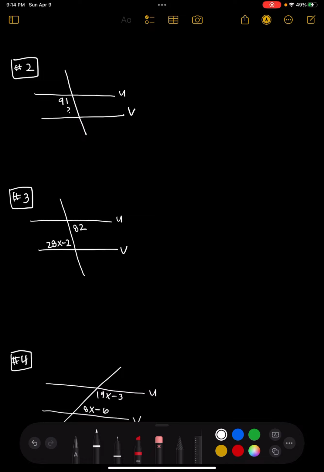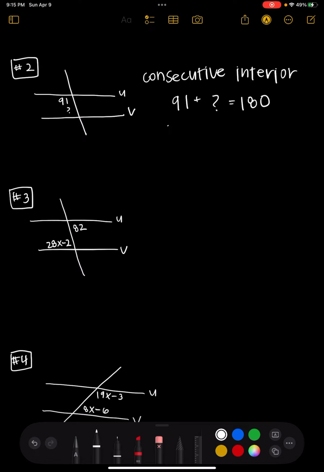Same thing. So now we have these two lines U and V. We don't know if they're parallel, but we want to make them parallel. In order to do that, we're going to assume they're parallel. And if we assume they're parallel, then these two angles that we're dealing with, the 91 and the question mark, have to be consecutive interior angles. And because I know they're consecutive interior angles, that means they add to be 180. So I can say that 91 plus my question mark angle has to be equal to 180 if I want those lines to be parallel.